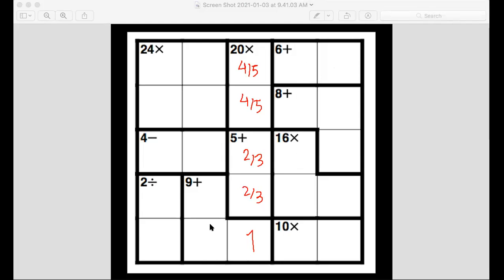This is 1. They add up to 9. So these two add up to 8. The possibilities are 3 and 5, and that's it because we don't have a 6. So 3 and 5. These are 3 and 5. Clearly they can't be 4 and 4.